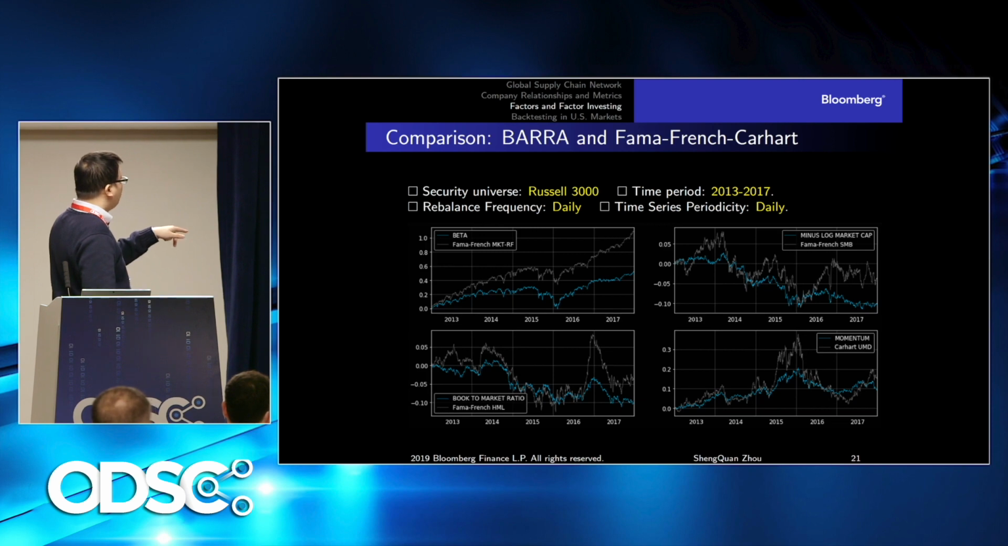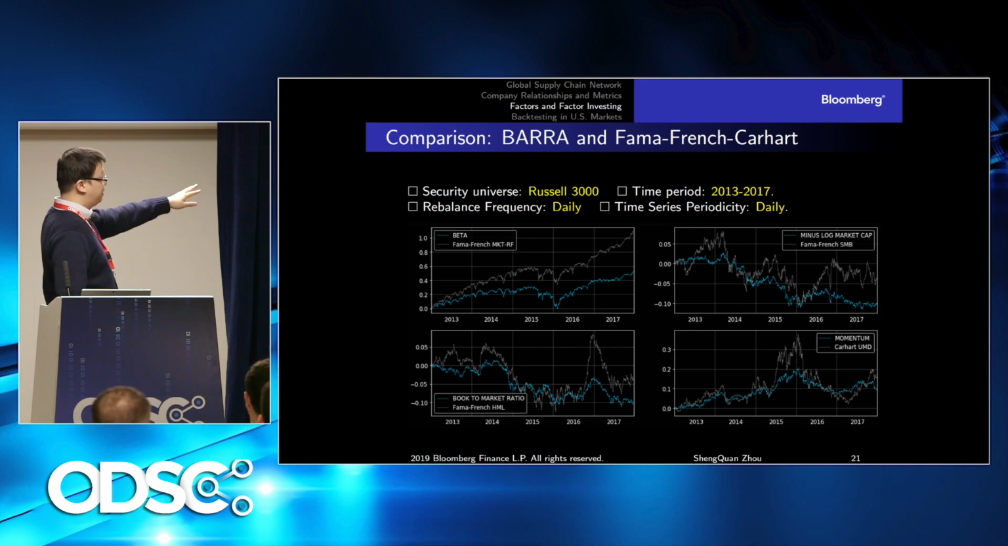The gray line is the Fama-French approach. I actually downloaded it from the Fama-French website. The blue line is generated from the bar approach. As you see, they're not exactly the same, but they are comparable. They're more or less telling the same story, except for the beta factor.